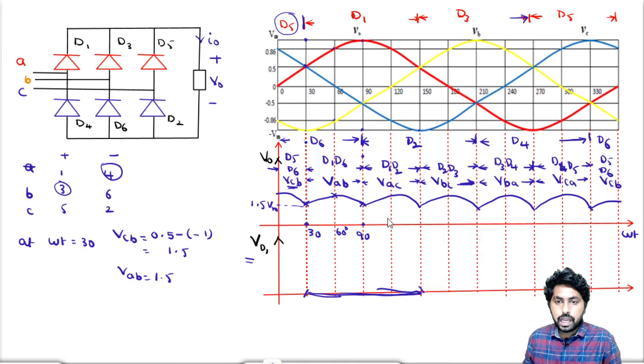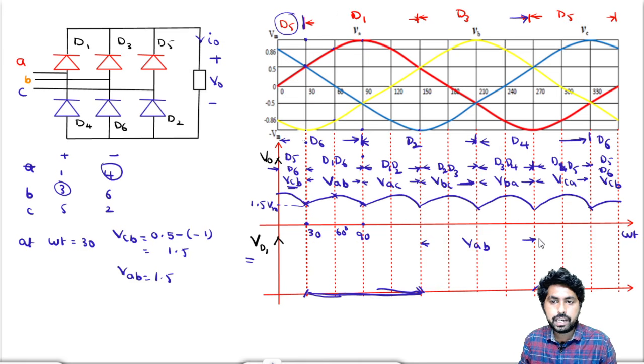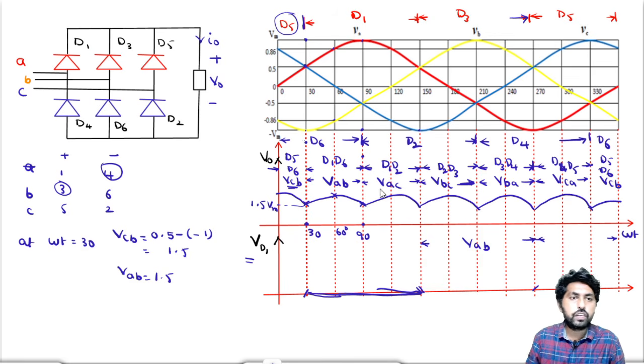Now, when D1 is in off condition, from here to here D3 is in on condition. So if you find D3, what is the output voltage? When D3 is on, the output voltage VD1 is equal to VAB. From here to here it should be equal to VAB. When D5 is in on condition, it should be equal to VAC. So we need to draw the VAC, and from here to here we need to draw the VAB.